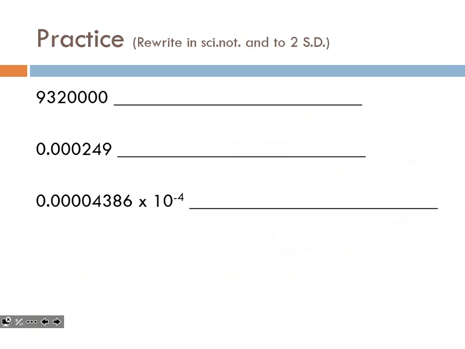Now, okay, go ahead, do some practice real quick. Go over Zoom in just a second. Check our answers. Okay, so take a look. 9.3 times 10 to the 6. It also wants you to round it to 2 sig figs. Did you see that? All right, so we rounded it to 9.3 times 10 to the 6. 2.5 times 10 to the minus 4. And last but not least, 4.4 times 10 to the minus 9. Did you get that? All right, very good.